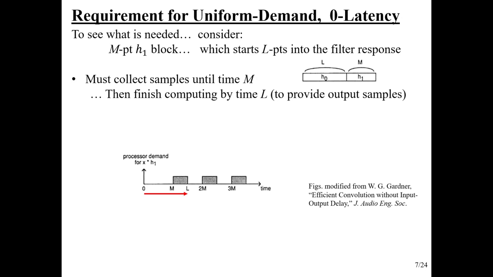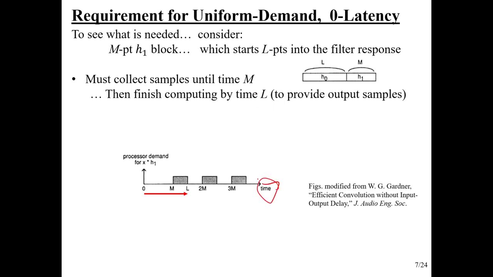So using the ideas that we just talked about, we know that we're going to have to collect samples up to time M, because we're going to need M new samples for that. So we wait and collect our M new samples. And since this block starts here, we know that the output from this block has to be available by time L. That's so that we can provide our output samples. We just saw that on the previous slide. So that's what I'm showing here.